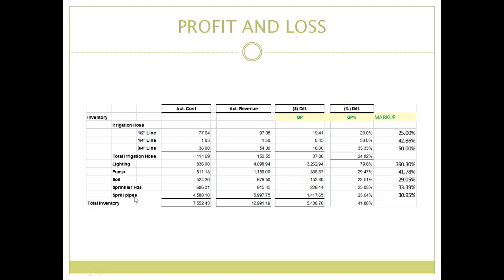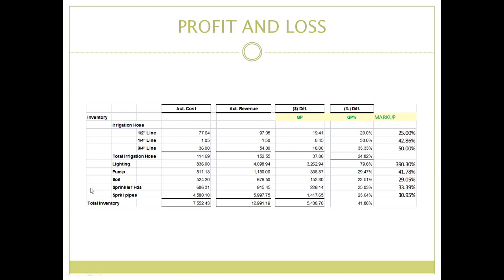So if we look at sprinkler heads, we have cost of $686. We have revenue of $915. We have a gross profit of $229, which calculates out to a gross profit percentage or a margin of 25%. And then we have a markup here of 33.39%. So that gives you a better visual of the difference between and how to calculate gross profit, get to our percentage, and get to our markup.